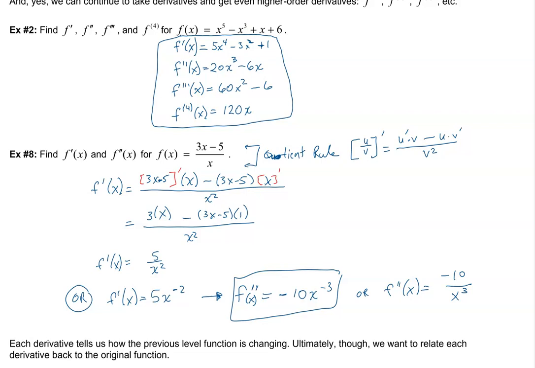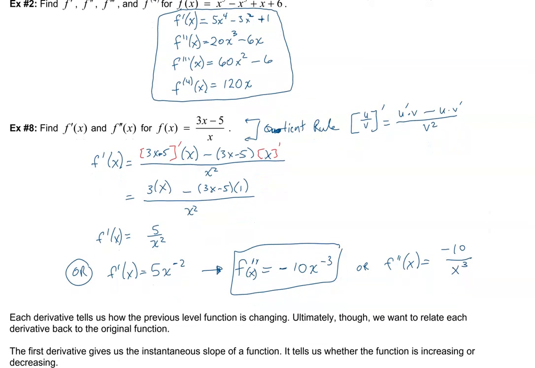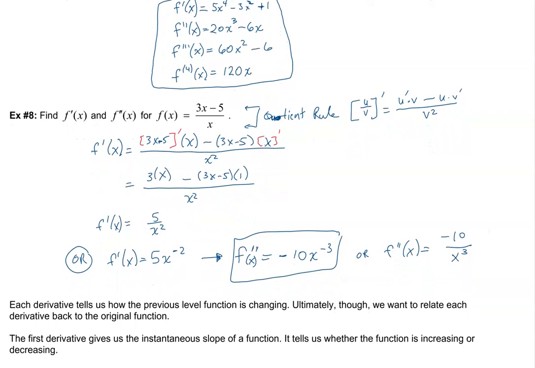All right, let's go a little further. Each derivative tells us how the previous level function is changing. Ultimately, though, we want to relate each derivative back to the original function. For example, the first derivative gives us the instantaneous slope of a function. It tells us whether the function is increasing or decreasing.